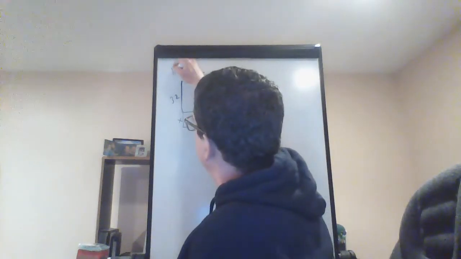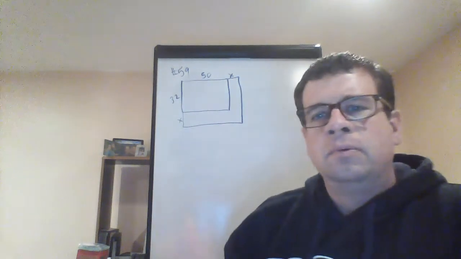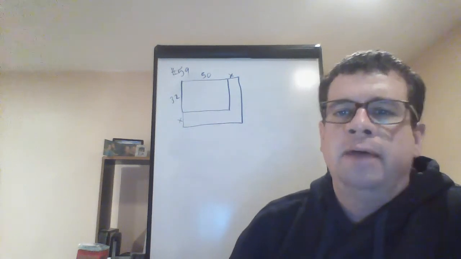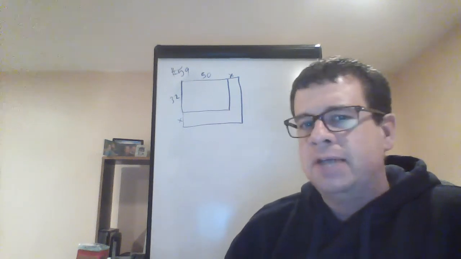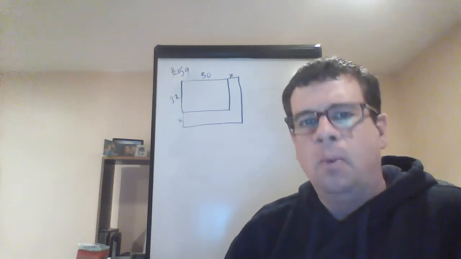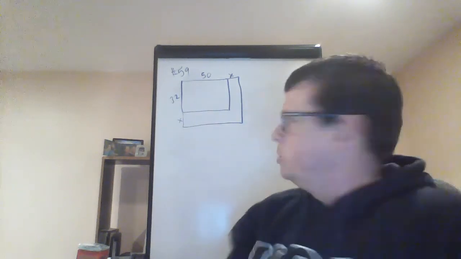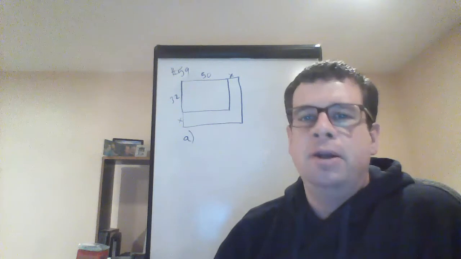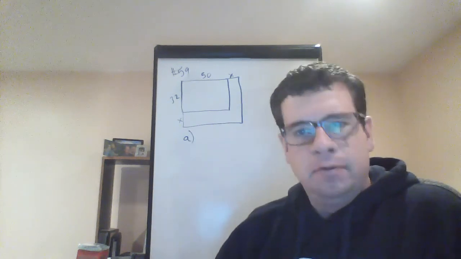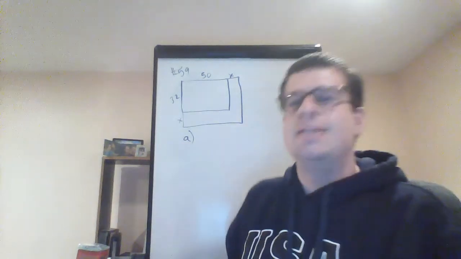So this is problem 59, and what we've got is a house that's 32 by 50, and then they've put a porch around two sides of that house that we don't know how wide the porch is, so they've indicated that with an X. So there's two parts to this. Part A was write a polynomial for the area of the house and the porch. Now this is going to be real similar to what we did in 9-3.